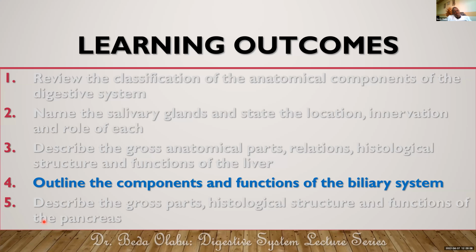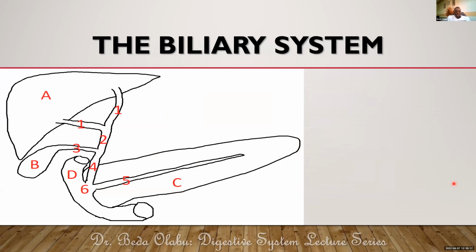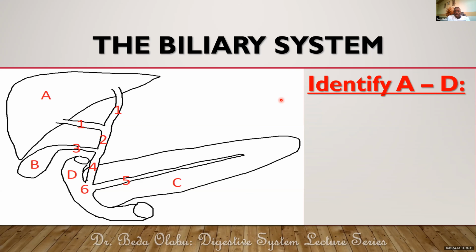We have two more, but those ones are very quick, so we'll finish them. Let's now talk about the biliary system. So before we talk about the biliary system, just to make sure that we are still awake, let's try to identify the structures labeled A to D. Let's start with A.